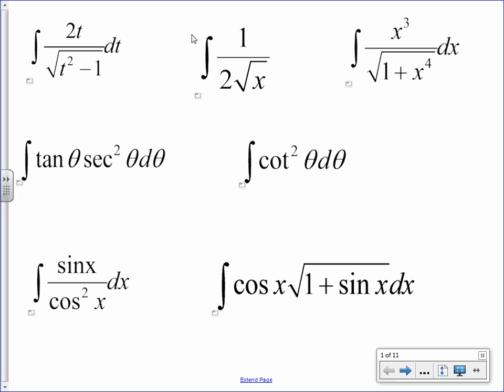I have also thrown in times where we may need, oh, maybe not. These are the examples we're going to do first, and then we're going to throw in some natural log and e to the x examples.